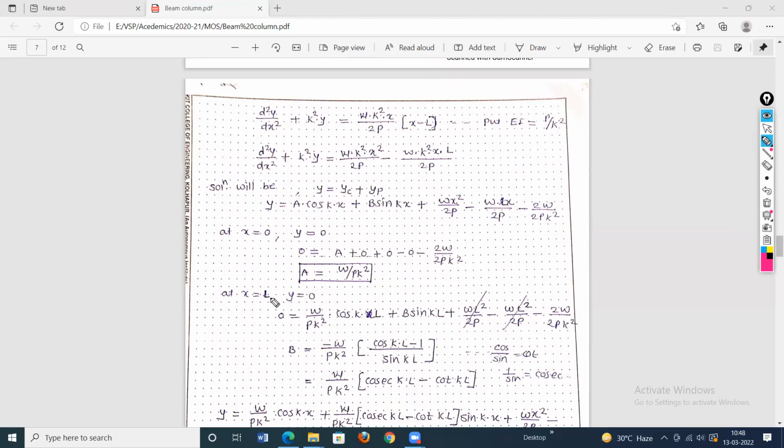First, x is measured from support A. X equal to L means support B, where deflection is equal to 0. In this equation, substitute this particular boundary condition. The first condition, at x equal to 0, deflection is 0. So the answer for A is W divided by P k square. Then the second condition, at x equal to L, y equal to 0, and A is already known. Substitute in this equation, and we get B equal to minus W into P k square into this term.